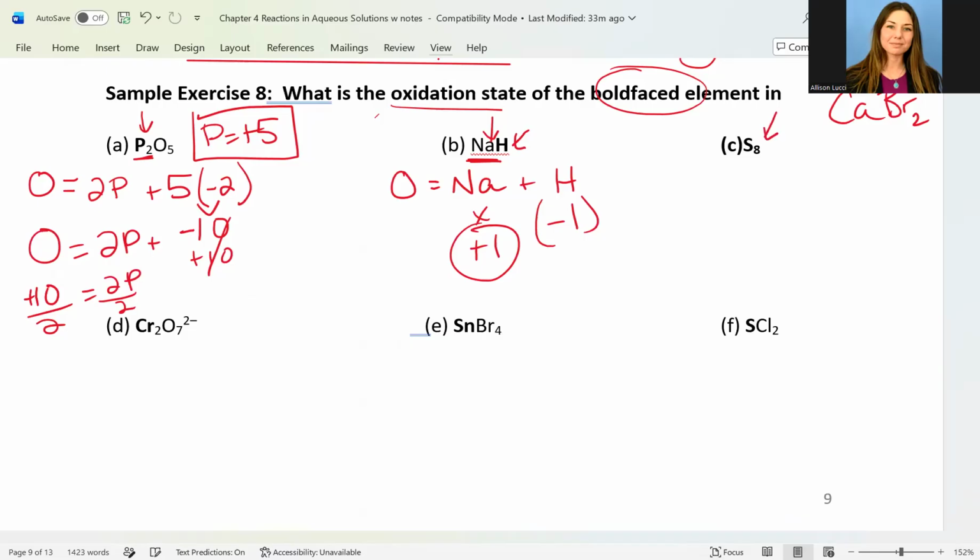Now, this is the elemental form of sulfur. And when we're in the elemental state, we know that will be 0, so that we don't have to solve for.